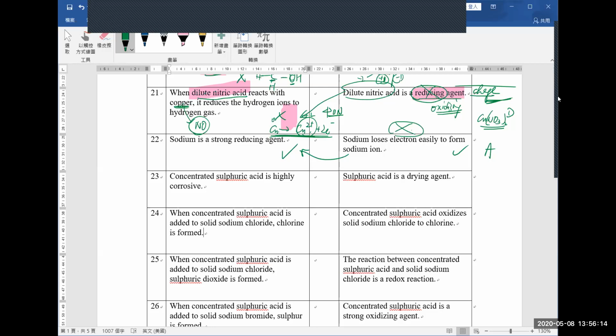23. Choi Jong Shan. It's B, yes? Both are correct, but they cannot explain, okay? Why is it corrosive? Because it is full of hydrogen ion, right? The hydrogen ion will attack your skin. And also, we may think of it as oxidizing. Yes, you may. And also, it's a dehydrating agent, not a drying agent. So if you have it spilling onto your skin, there are so many chemical reactions there. It's not just attacked by hydrogen ion only, but also dehydrating to char your skin.